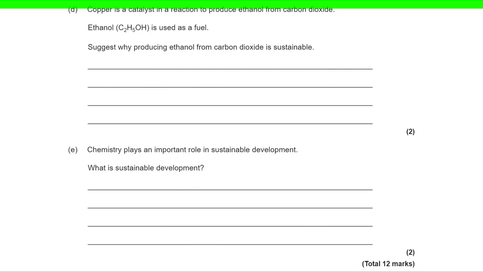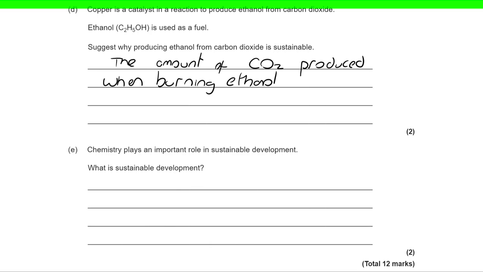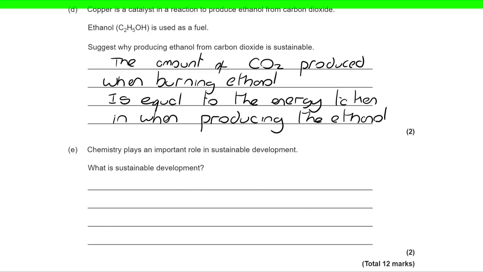So what we want to say to get the 2 marks is that yes, when we burn ethanol, we are going to produce CO2. But it's equal to what has been used. It's equal to the carbon dioxide that has been taken in during the production of that ethanol, because the ethanol has come from potentially growing sugarcane that uses carbon dioxide in photosynthesis.